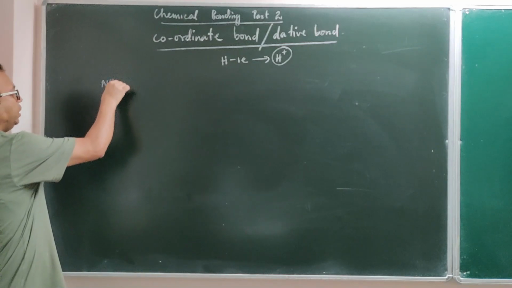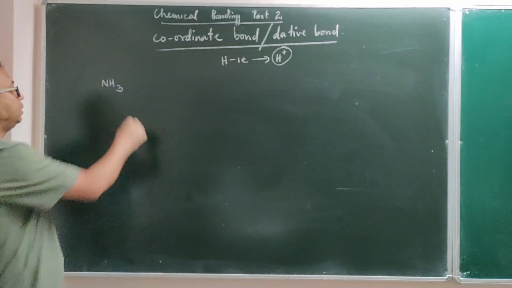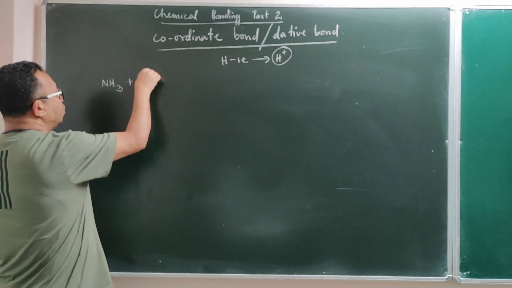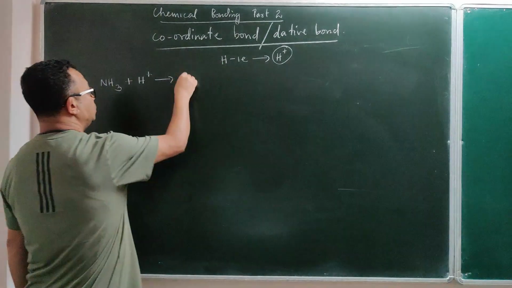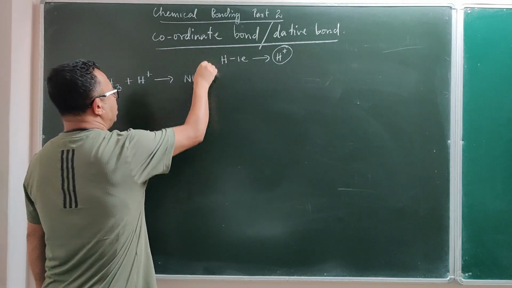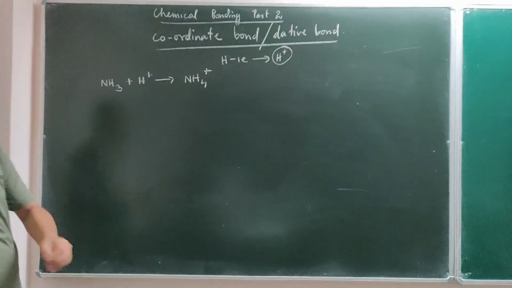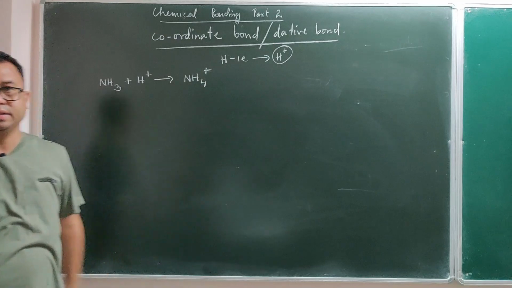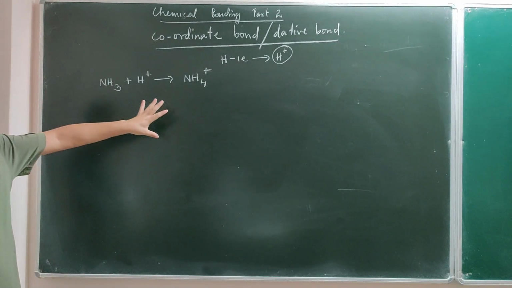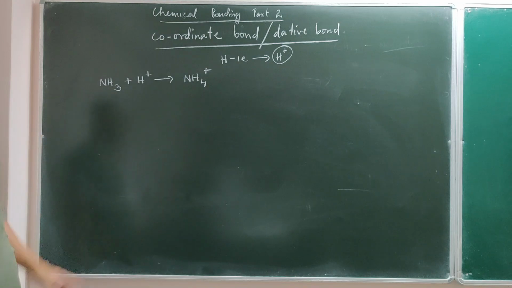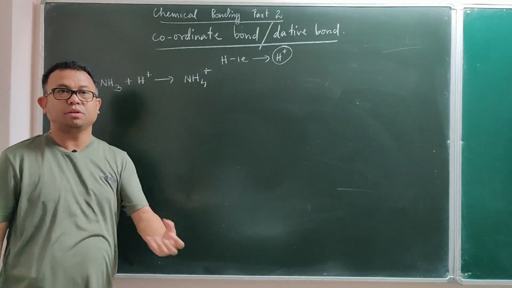When ammonia combines with a proton, H plus or hydrogen ion, it will give rise to the ammonium ion. Now let me explain how the ammonium ion is formed, which is also a part of your syllabus, a very important part for your ICSE. Many times a question is asked about the formation of the ammonium ion.